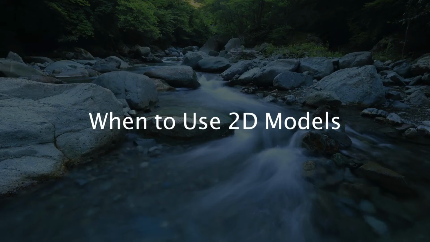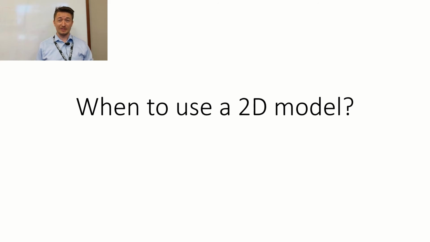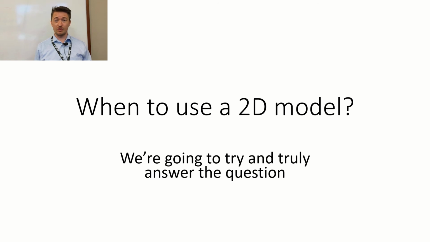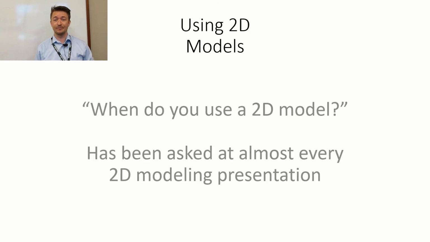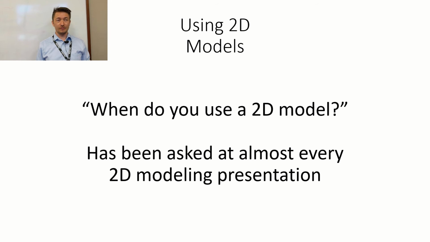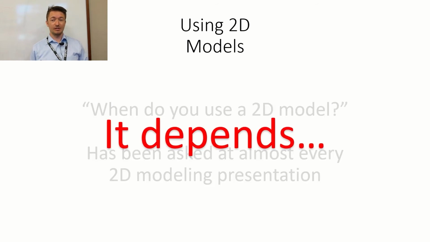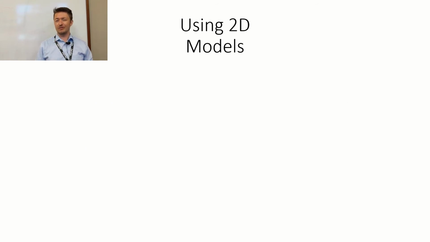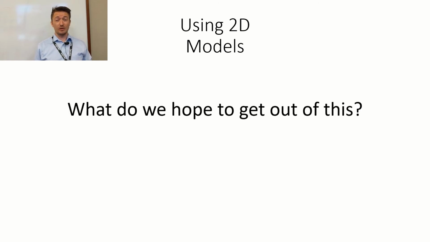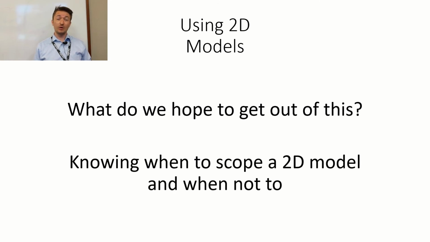Now to a topic we've heard asked at nearly every 2D modeling presentation for the last 5 years. When do you use a 2D model? I'm so glad we're talking about this. I've heard this question many times over the last 10 years or so as 2D modeling has become more mainstream. The answer I've heard given is it depends. I'm going to go one step further though and truly try to answer the question. Through this discussion, we're hoping we'll all get on the same page, knowing when to scope a 2D model and when not to.